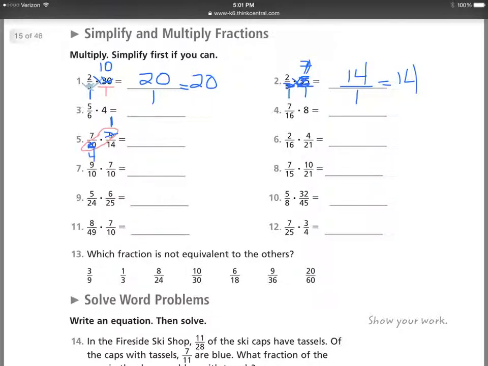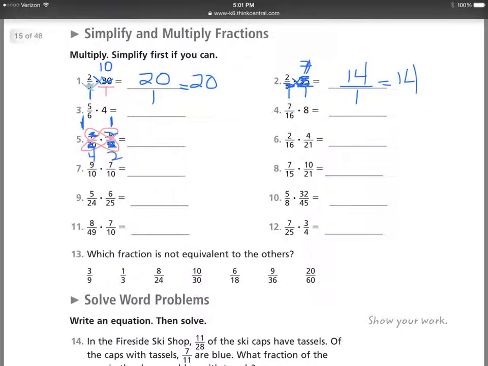I'm going to look at my other two numbers that are diagonal to each other. And 7, I'm going to look at 7, and I'm hoping that 7 goes into 14, and it does. That's good news, because 7 divided by 7 is 1, and that's as simple as it can get. And 7 goes into 14 2 times.